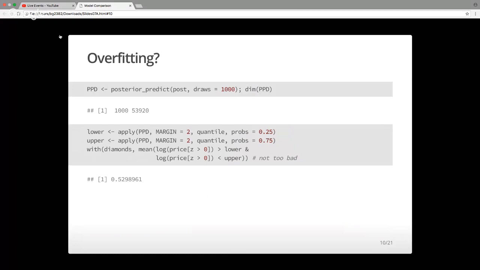And so if I then evaluate on the actual log data, what is the proportion of times that it comes up greater than the lower bound and less than the upper bound, according to my model, that should be true for exactly 50% of the 53,920 observations. As it turns out, it's true for about 53% rather than 50%. And so this tells me that I might have overfit these data a little bit.